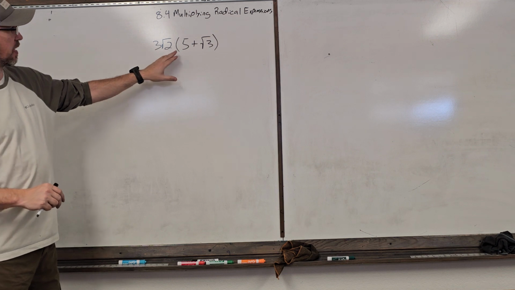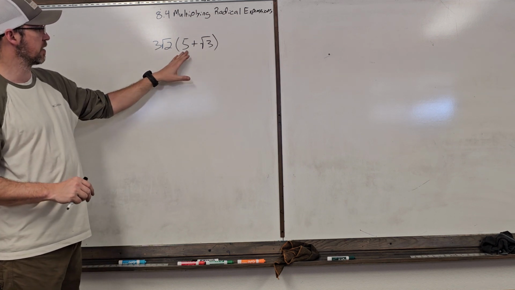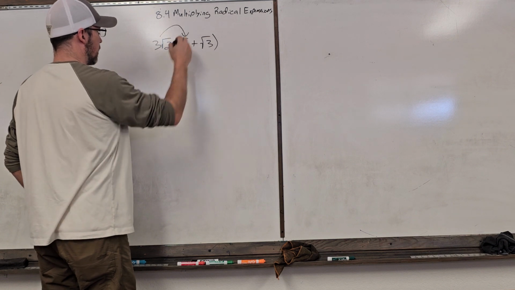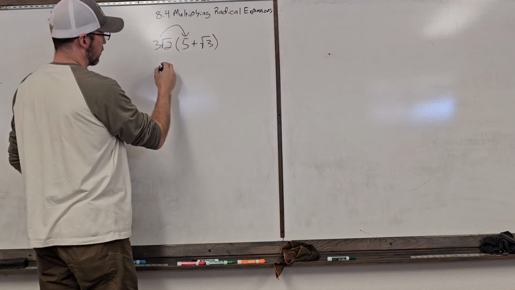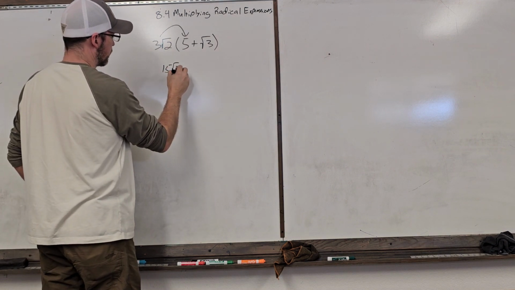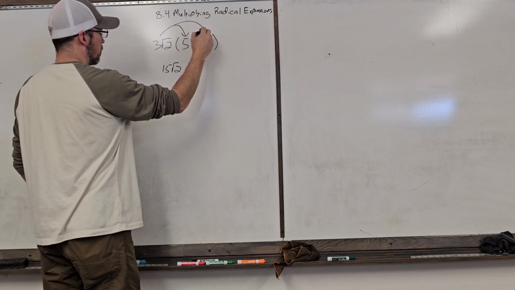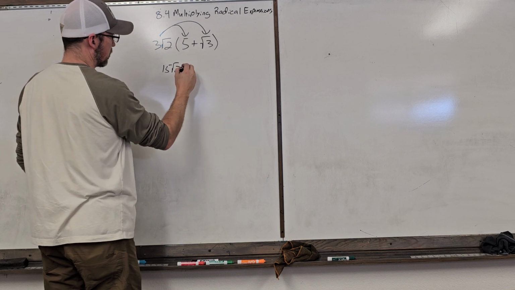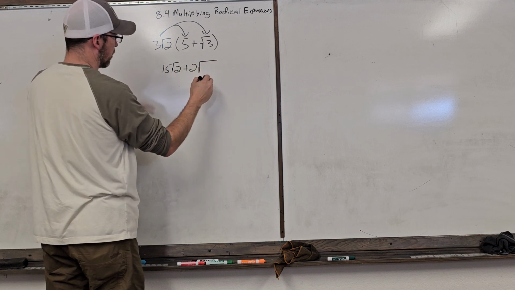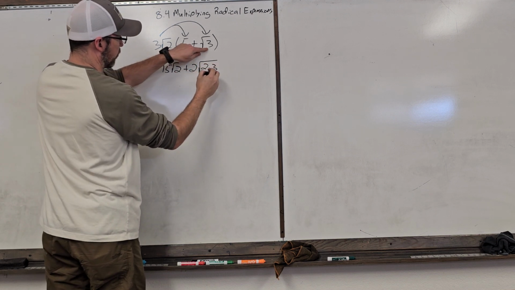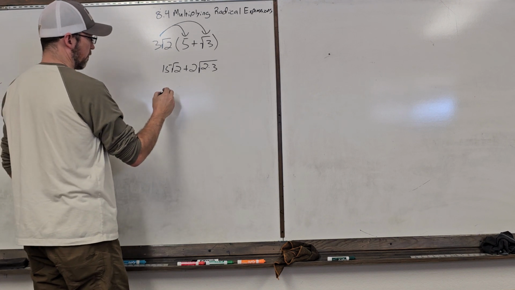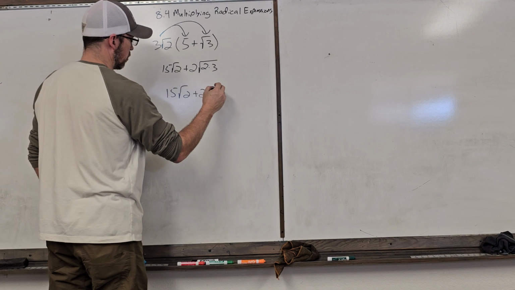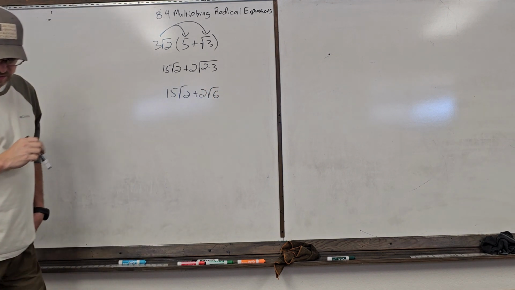I'm multiplying these two things together. Anytime I have something outside of a set of parentheses, that red flag needs to come out that I need to distribute. So I'm going to multiply it times 5. 5 times 3 is 15 square roots of 2. 3 square roots of 2 times the square root of 3 is going to be plus 3 square roots of 2 times 3. So I'm going to get 15 square roots of 2 plus 3 square roots of 6.